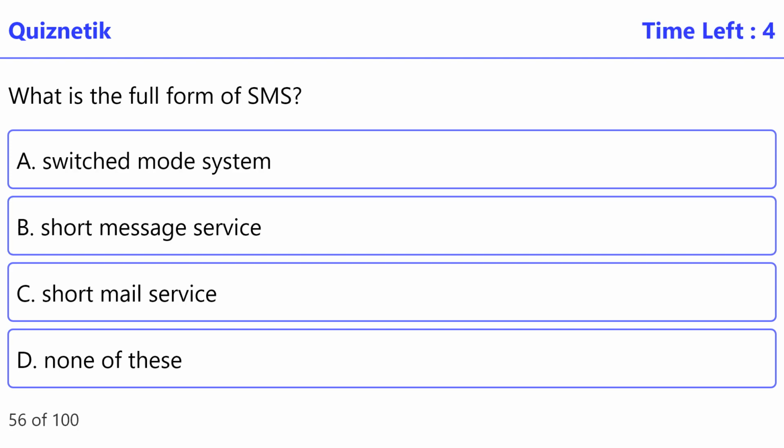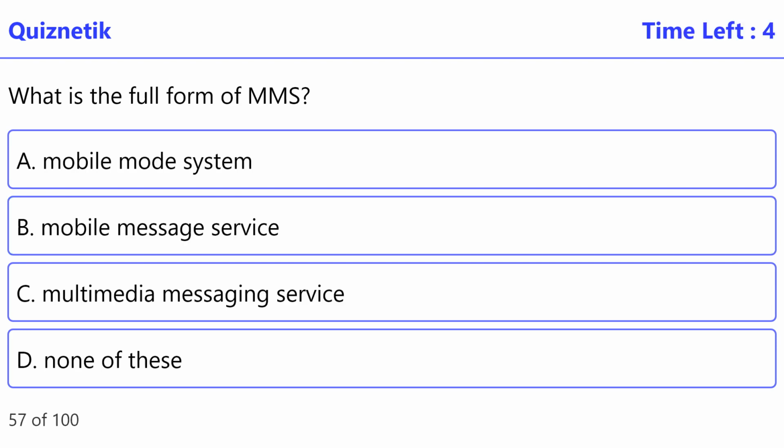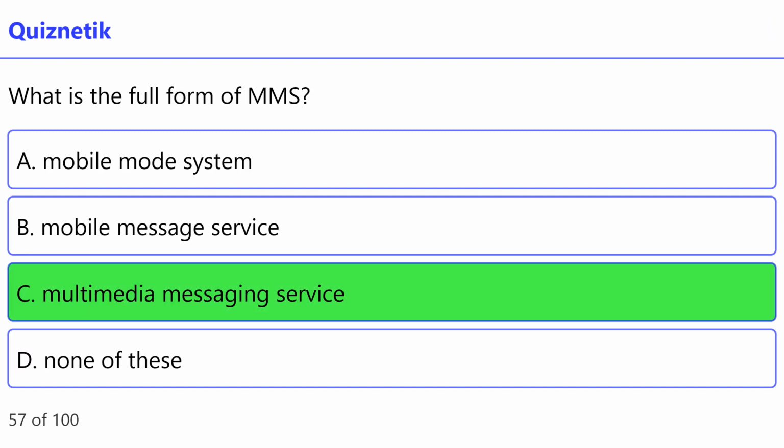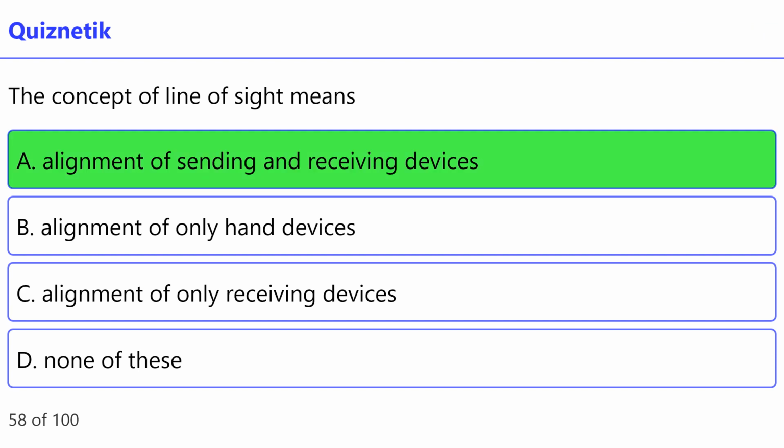What is the full form of SMS? Correct option is B, short message service. What is the full form of MMS? Correct option is C, multimedia messaging service. The concept of line of sight means? Correct option is A, alignment of sending and receiving devices.